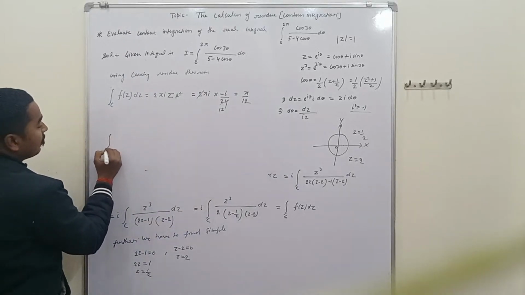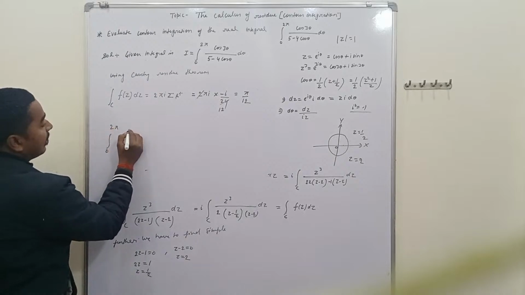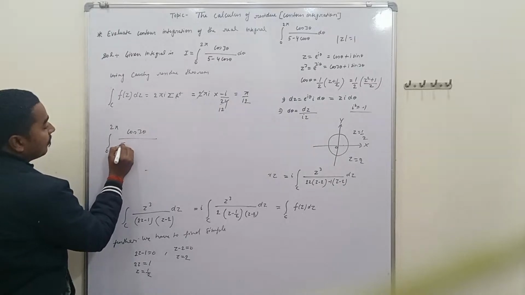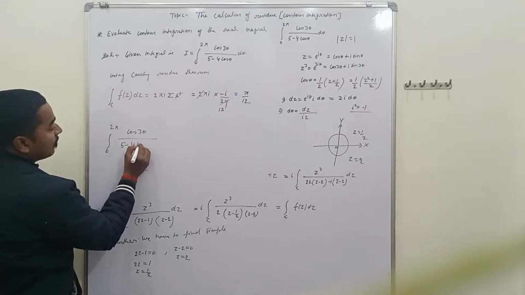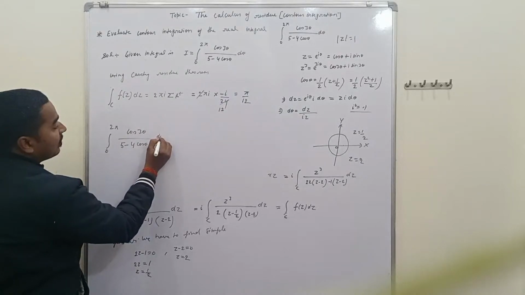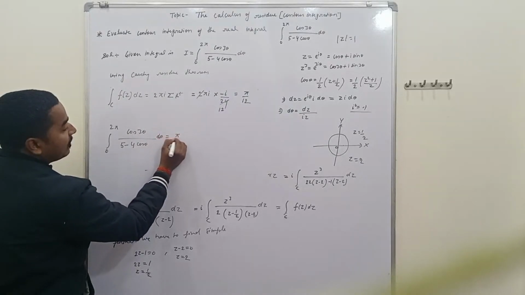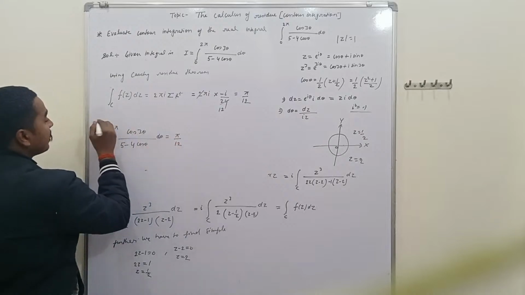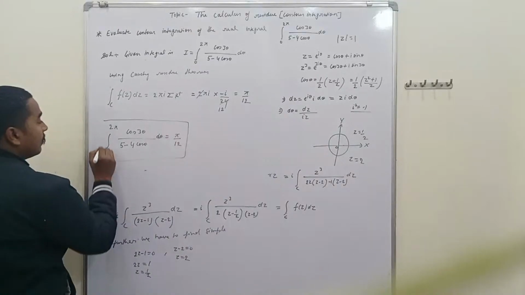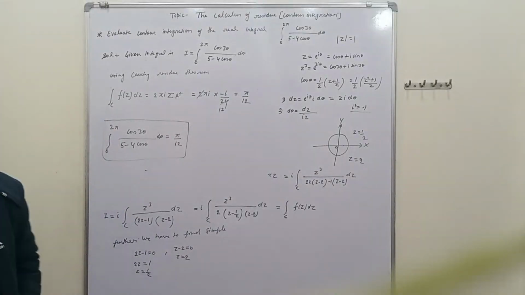Further we write that the integral from 0 to 2 pi of cos 3 theta upon 5 minus 4 cos theta d theta is equal to pi by 12. This is the required solution of the given problem. Thank you class, and thank you for watching.